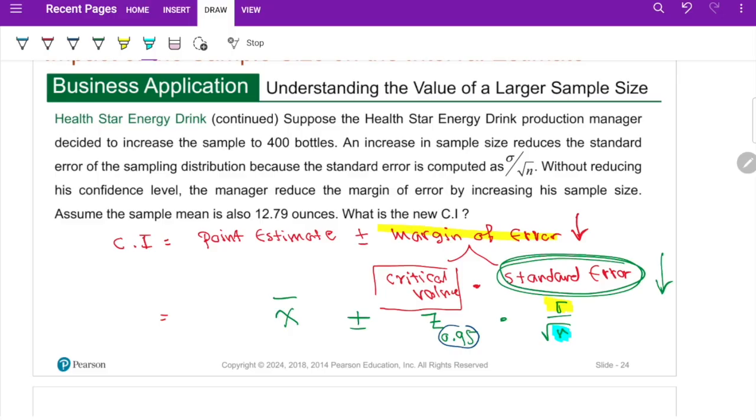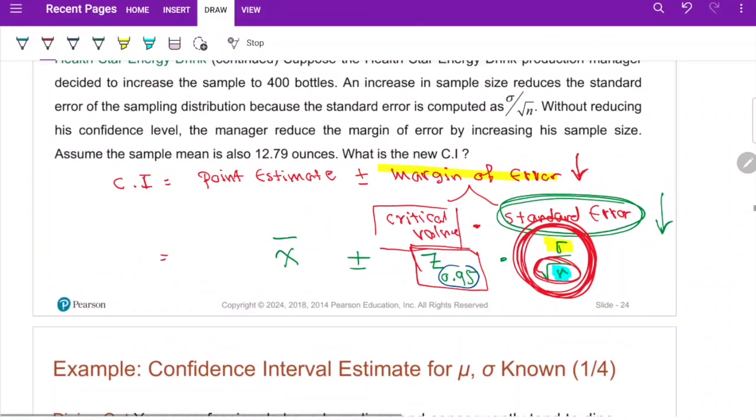You said, okay, instead of having 100 bottles, let's have 400 bottles. Because mathematically speaking, if you increase the denominator, if this number becomes bigger, the whole fraction becomes smaller. So if the whole fraction becomes smaller, you multiply by this value, which we did not change, then you're going to get something else. And if you do the math here, now let me erase this quickly.